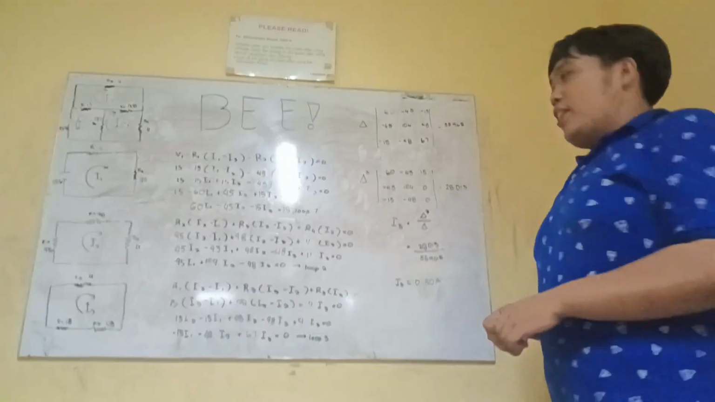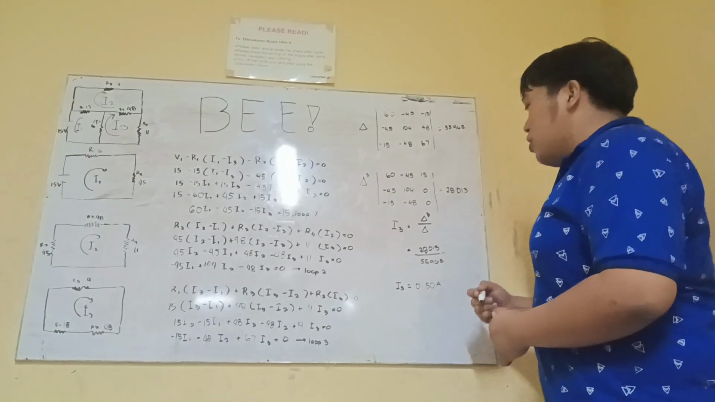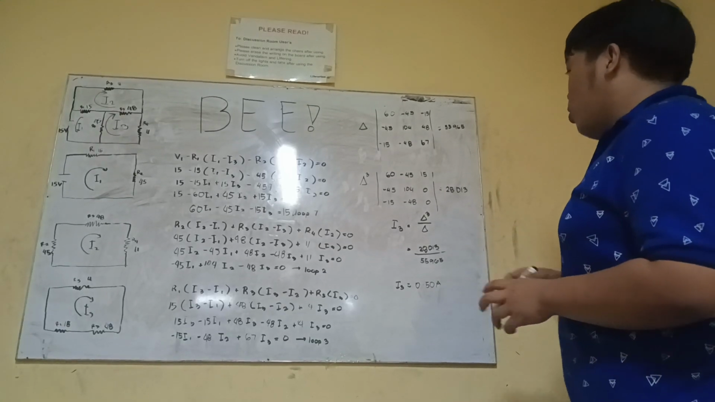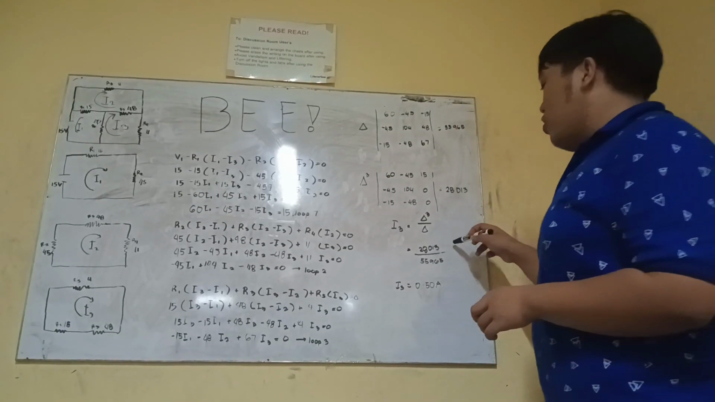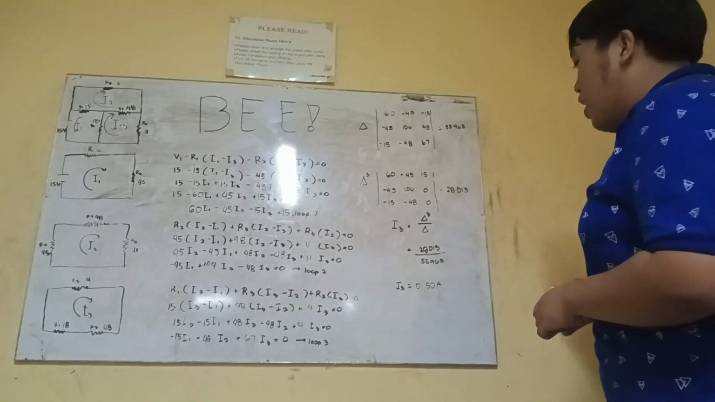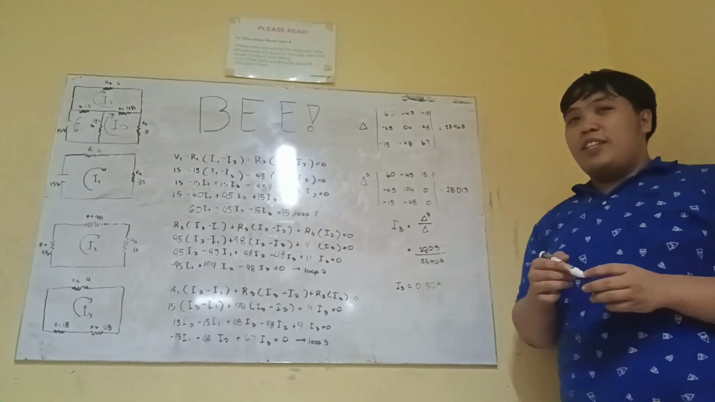So now let's calculate for the current. We're going to use the formula of delta 3 divided by delta. So we're going to substitute 28,013 divided by 55,965, and the answer would be 0.50 amps.